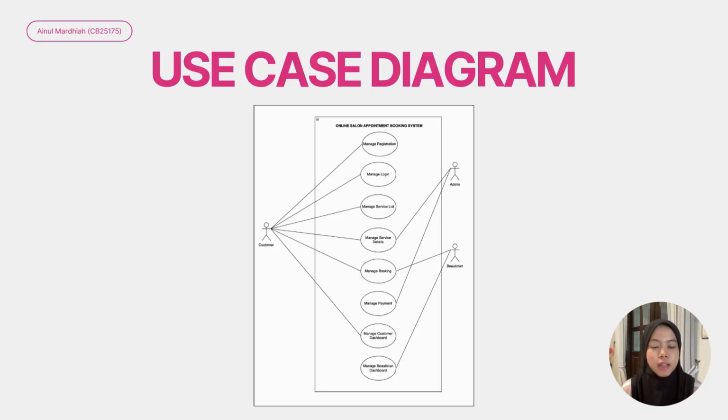They can register, log in, view the service list, view service detail, make a booking, make a payment, and access their customer dashboard. The beautician can log in, manage bookings by accepting or rejecting appointments, and view their beautician dashboard. The admin can log in, manage service details by editing and updating services, and generate payment reports. So all 8 use cases are connected to the right actors based on their roles. This diagram helps us understand who does what in the system. That's all for the use case diagram.